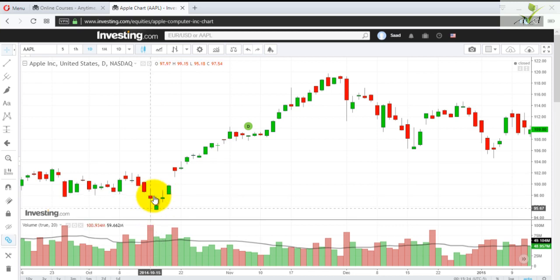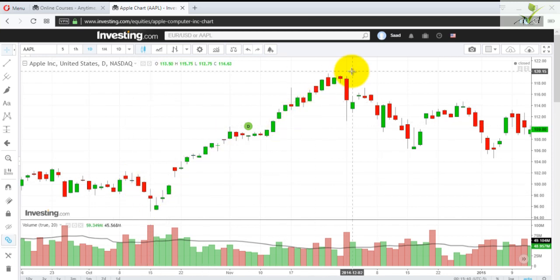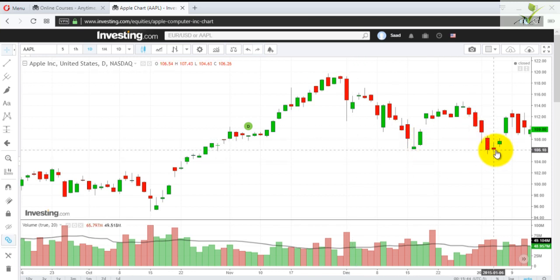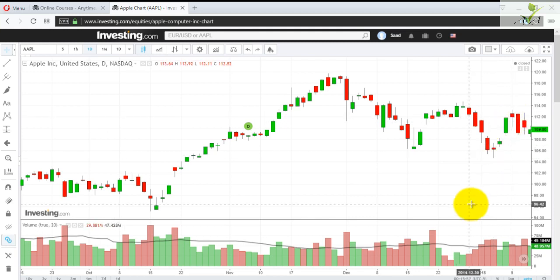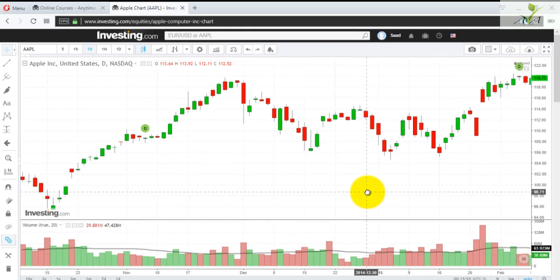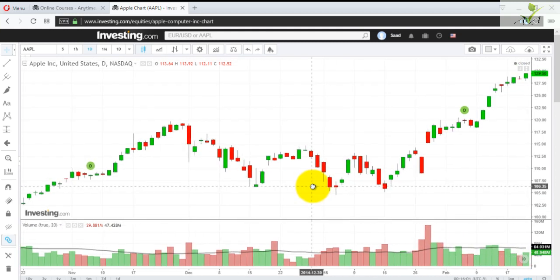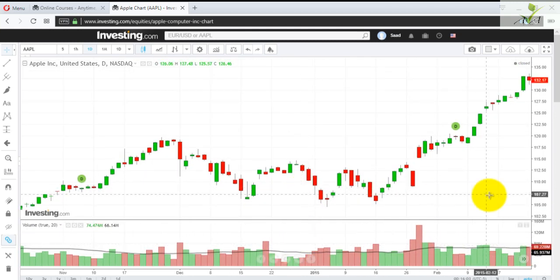Why? Because the shadow is extremely huge. And if it happens on the downfall, for example here, it moved up after that. It happened on the downfall right here. Its open is 106.54 and the close is 106.26. A small body, but the low is 104.63. That's extremely lower. And it did rise up. See? It rose up a lot.